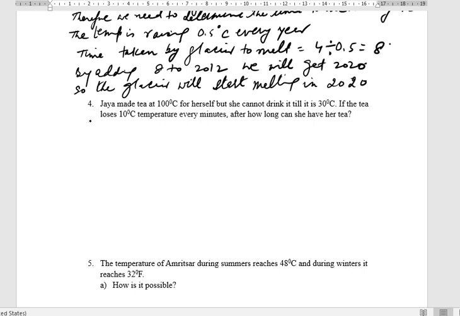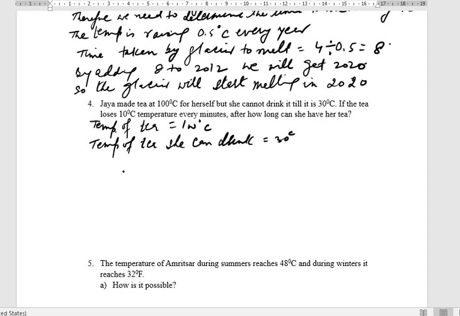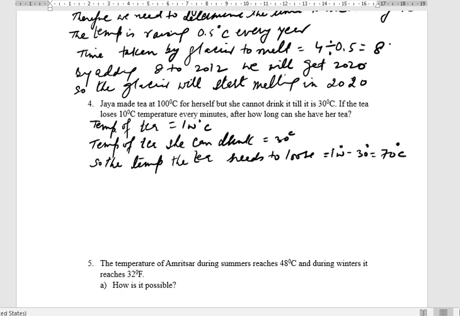So temperature of tea at the beginning, I am writing short TMP, temperature of tea equals 100 degree Celsius. Temperature of tea she can drink is what? 30 degrees Celsius. So the temperature of tea needs to lose 100 minus 30 degree. So 70 degrees Celsius needs to be decreased.